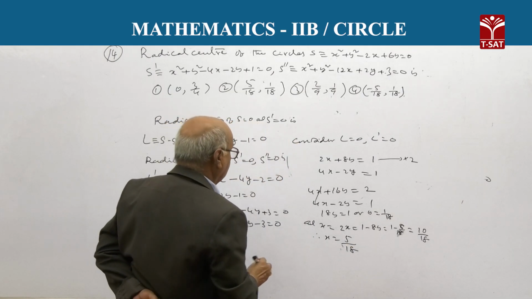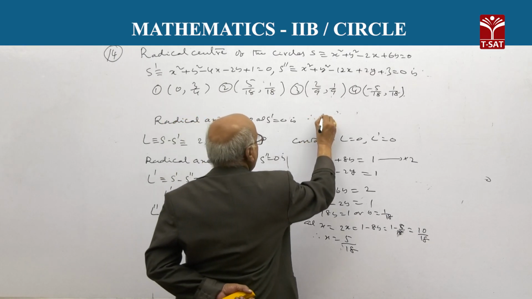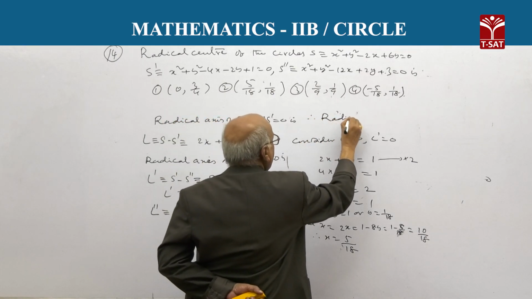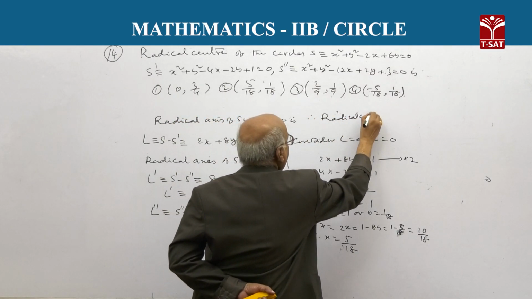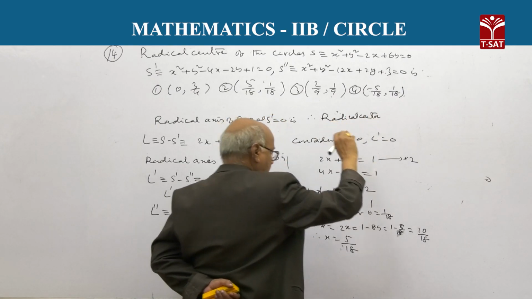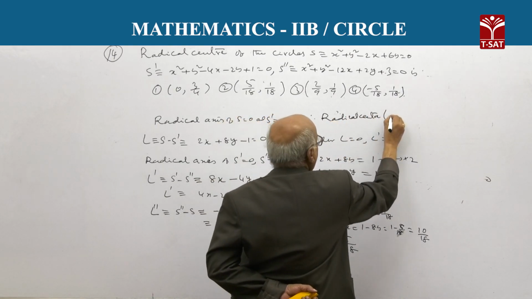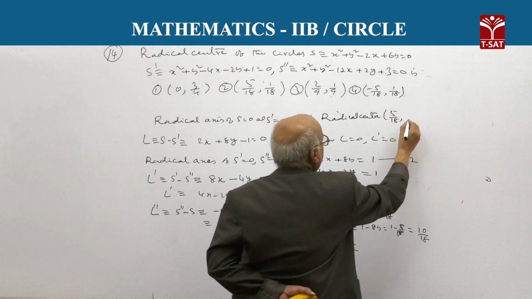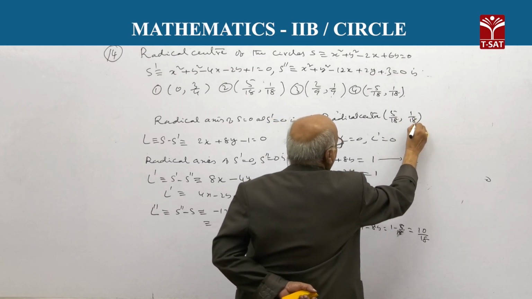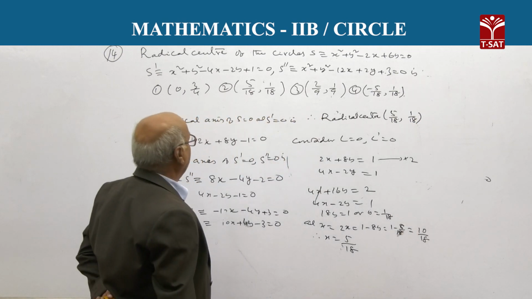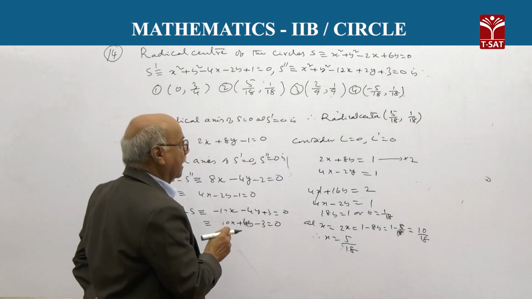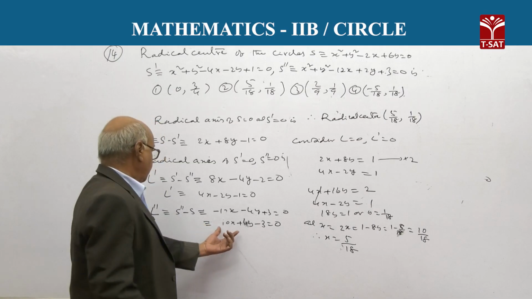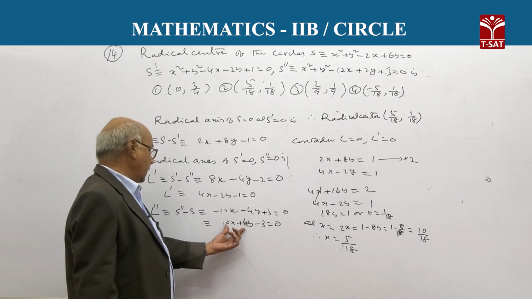So therefore, the radical center is 5 by 18, comma, 1 by 18. Now you can check whether it is correct or not. Put it in the third equation, L double dash.